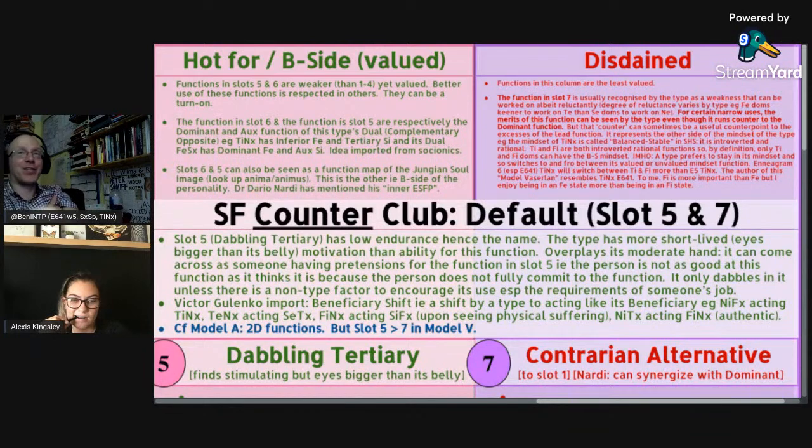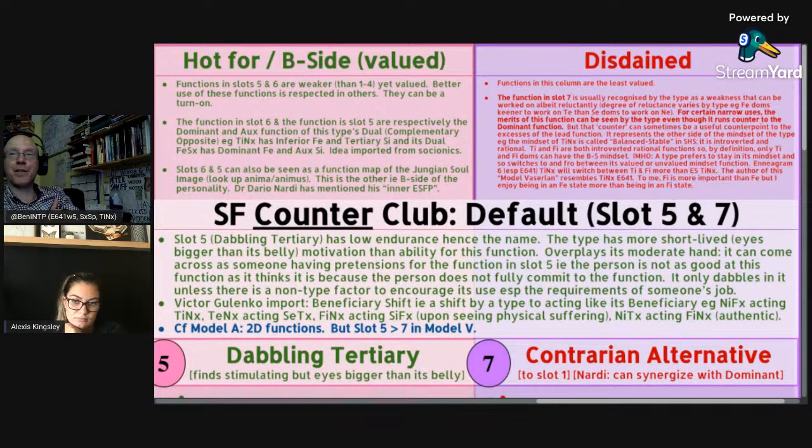Slot 5, dabbling tertiary, has low endurance, hence the name. The type has more short-lived, eyes-bigger-than-its-belly motivation than ability for this function. It overplays its moderate hand. It can come across as someone having pretensions for the function in slot 5, i.e. the person is not as good at this function as it thinks it is, because the person does not fully commit to the function. It only dabbles in it unless there is a non-type factor to encourage its use, especially the requirements of someone's job. So, for example, say you have an INTJ that becomes a counsellor, then they might have to develop that FI. Victor Gulenko's import.